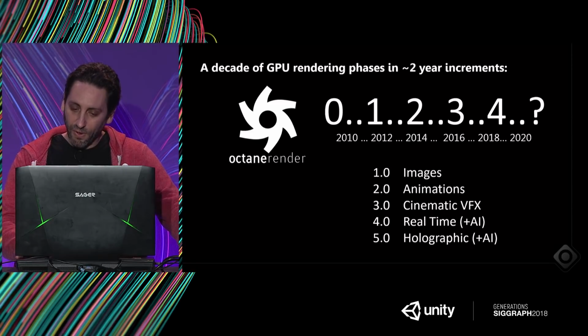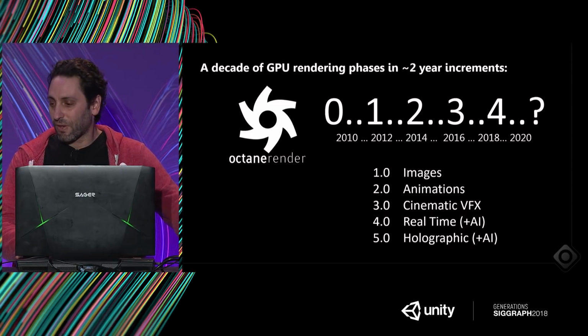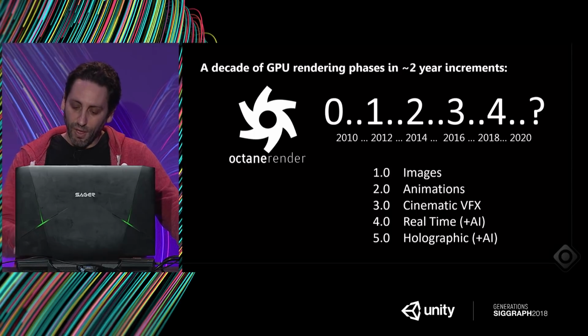So Octane 4, which was released in March, it's only been about 6 months since it's been out, is all about real time. And that's why the integration in Unity was so important to us, because we wanted to provide real-time path trace graphics inside of Unity Editor and ultimately into Unity games. And for the future of Octane, and we do have a version 5 revision of the engine that is in Octane 2018, we think that holographic rendering is going to be really important.